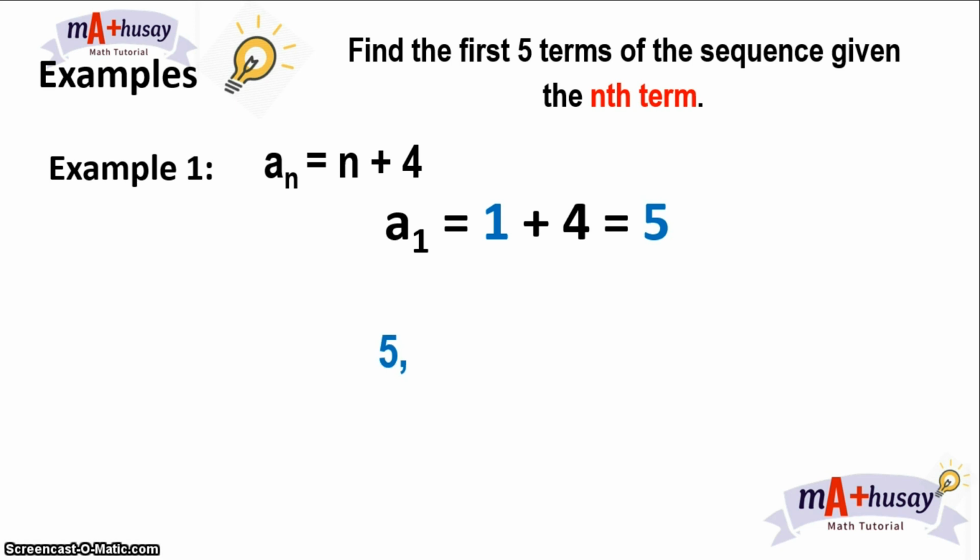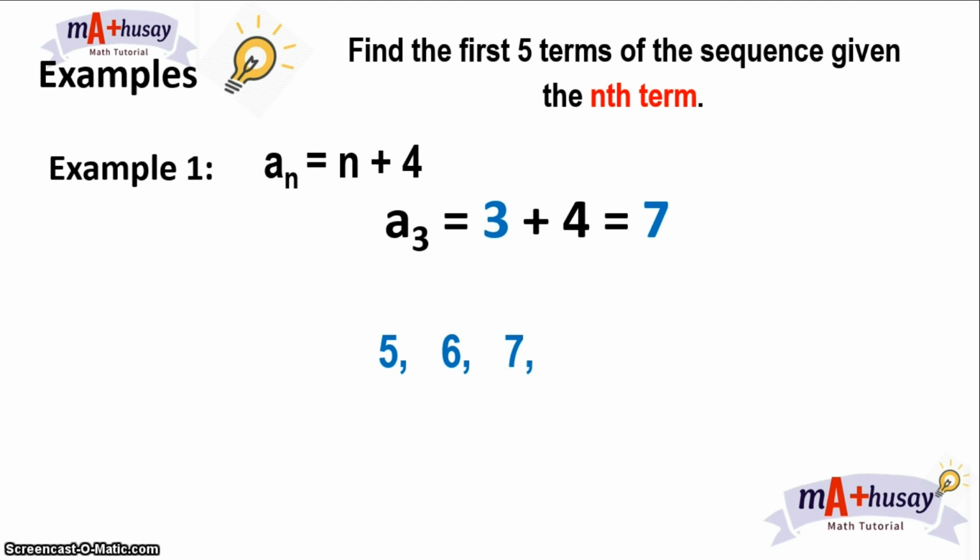When n is 2, 2 plus 4, you get 6. So, the next term or the second term is 6. When n is 3, 3 plus 4, you get 7. So, the third term of the sequence is 7. Can you see now the pattern?